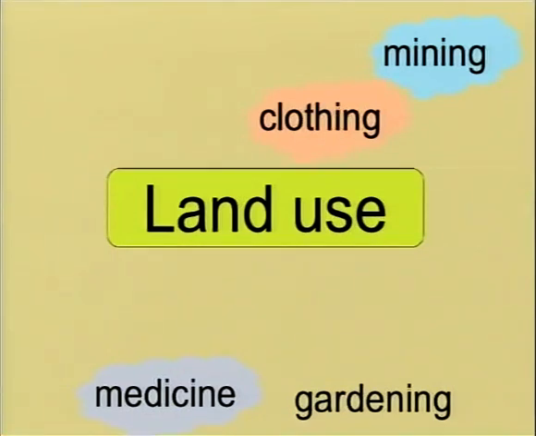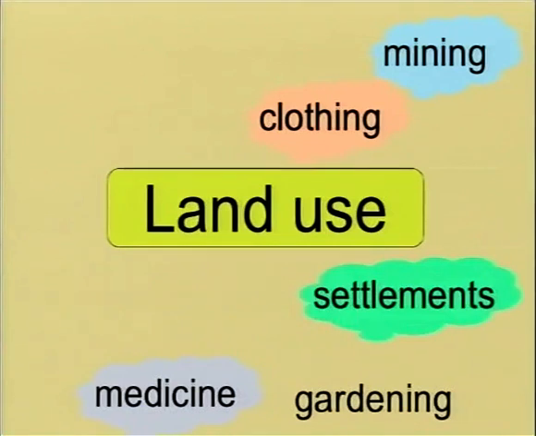Clothing, traditional clothing. We use the land, we get the plants from the land to get our traditional clothing, so clothes for traditional villages. All right, move on. Settlements are built using the land.